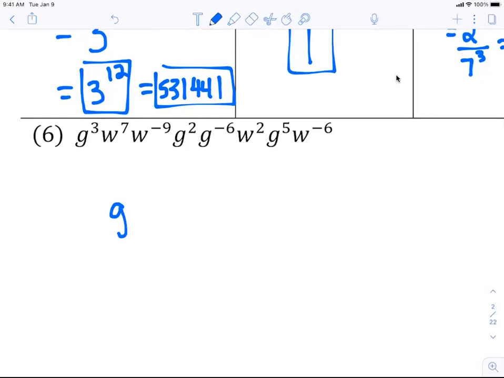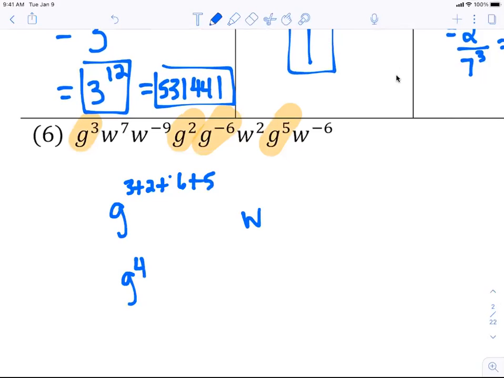We're going to look at any of the terms that have a G in it. They're all technically just being multiplied together, which really just means for us that we're going to add all the exponents together. 3 plus 2 plus negative 6 plus 5. And we're left with a G to the 4th. So as ugly as all of that is, all of it combines really to be something pretty simple.